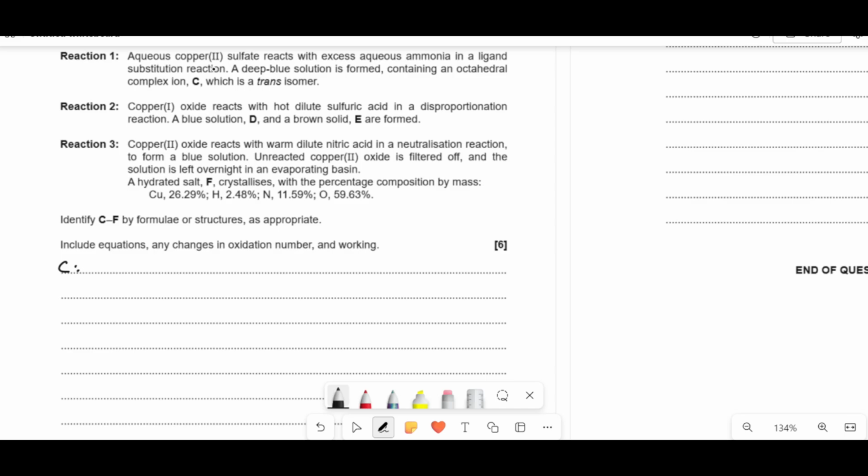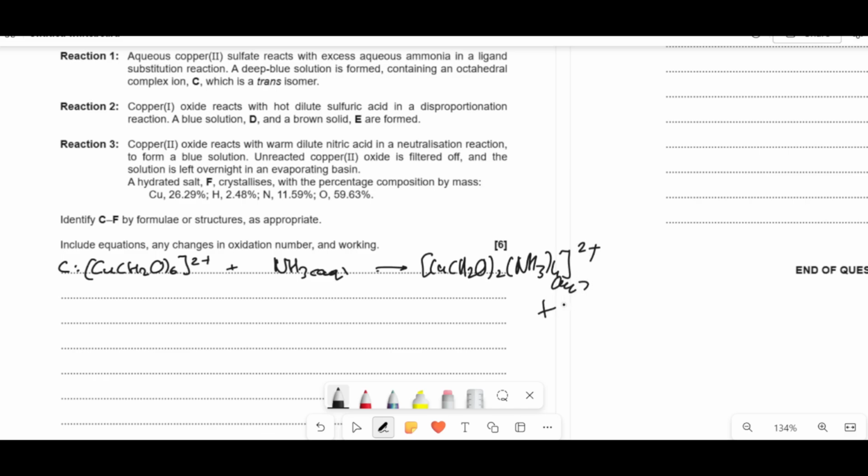So C, what we've done is we've got aqueous copper sulfate, and we've added a lot of ammonia to get ligand substitution. When you add excess, what happens is 4 of those waters get swapped out. So the equation for C is [Cu(H2O)6]2+ plus some amount of NH3 aqueous gives you a partial substitution, and they've told you it's a trans isomer as well. So that even hints at the fact that there's 4 waters and 2 of them have been swapped. So [Cu(H2O)2(NH3)4]2+ aqueous plus the 4 H2Os that were booted off, liquids, and that means you're going to need 4 here.